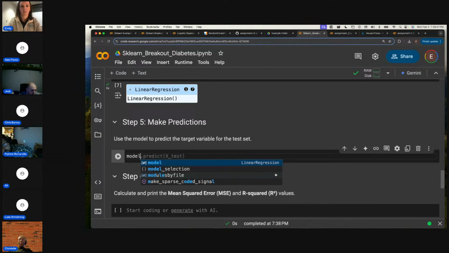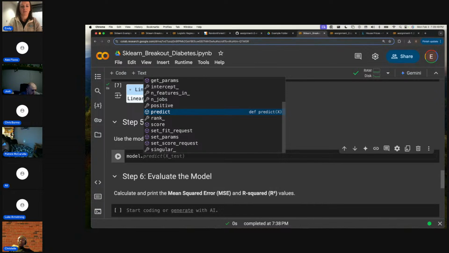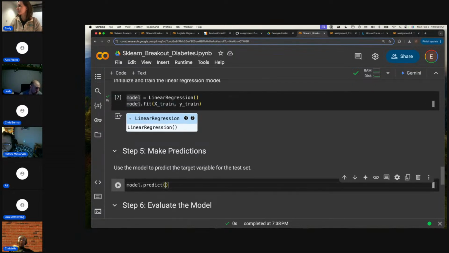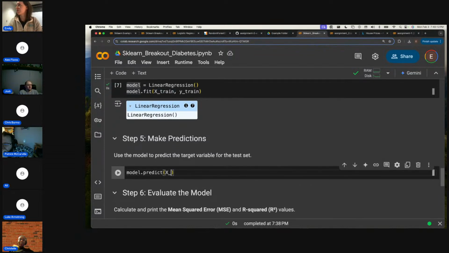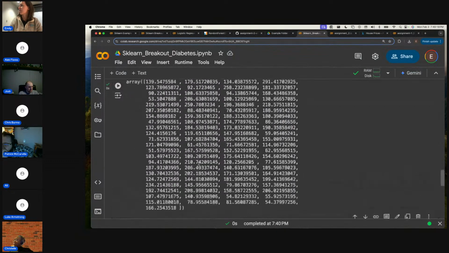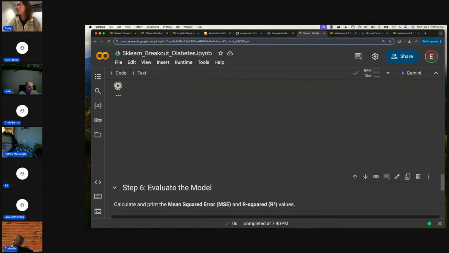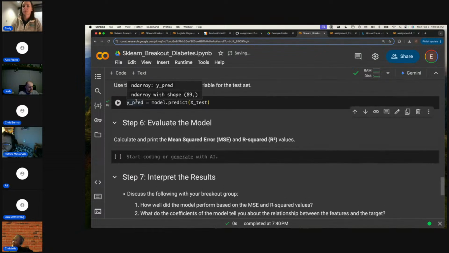So we have model, and we're going to call a function called .predict, and we have to pass it a data set. We have to ask it to make a prediction on a data set. So in this case, we trained it on X-train, so we should probably ask it to make predictions on X-test. And if we do it this way, we can see what the predictions are. But we probably want to save those predictions back to a variable. So save it back to y_pred.